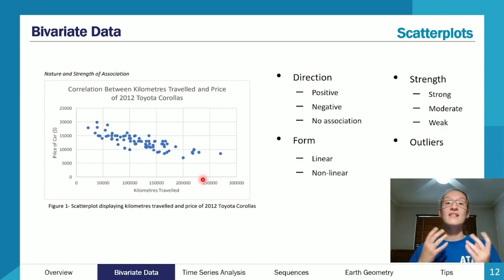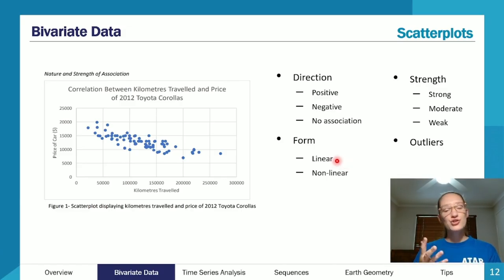Or to link this in with a least squares regression line, if it has a negative slope or a negative gradient, which this definitely would if we were to add a least squares regression line, the sign, whether it's positive or negative, of the slope would also tell us that information. And what about the form?